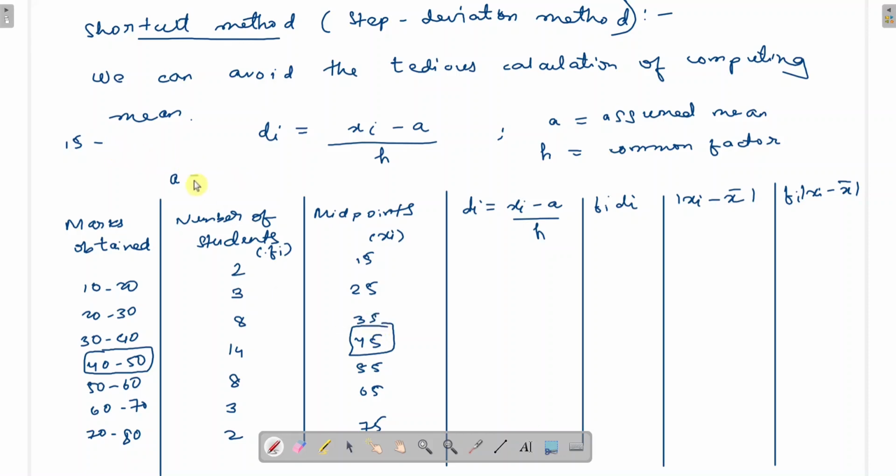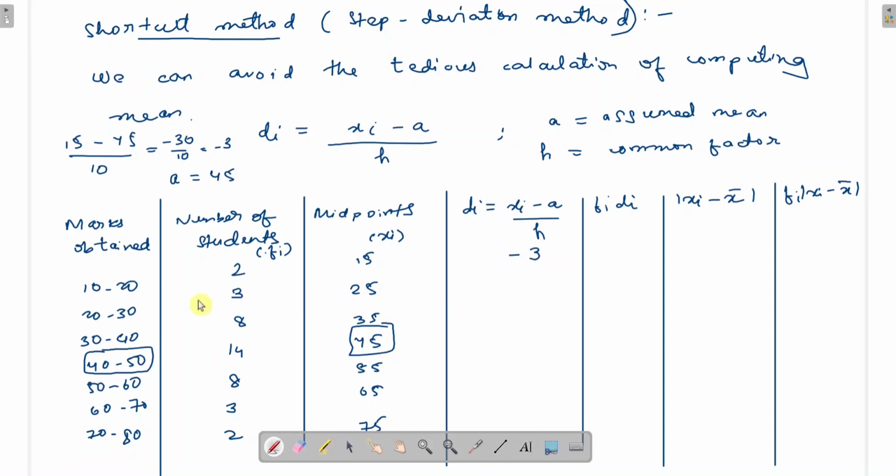So a will be 45, and then we can calculate this xi minus 45 divided by h, that is the class width, that is 10. 20 minus 10 is 10, 30 minus 20 is 10. So the class width is 10. So you will get 15 minus 45 divided by 10 equal to minus 30 by 10, which is minus 3. So you will get minus 3 here.